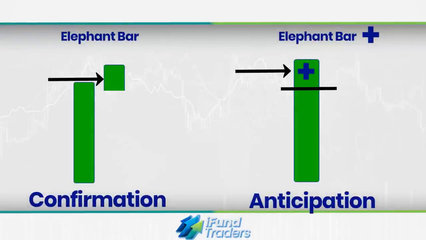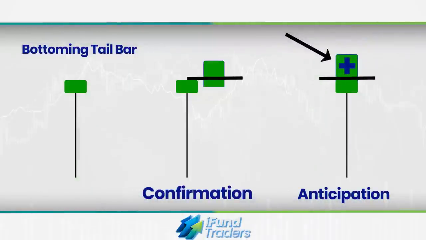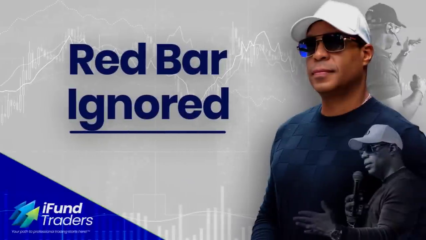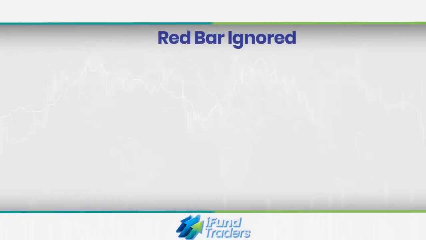All right. So we've got the elephant bar, the confirmation entry and anticipation. We've got the tail bar, confirmation entry and anticipation. We've got the bull 180, confirmation and anticipation. All right. Last one is, okay. Now, when you see this, if it's in the right position, you know there's a possibility that you're going to get an RBI. You know this as the red bar is forming.